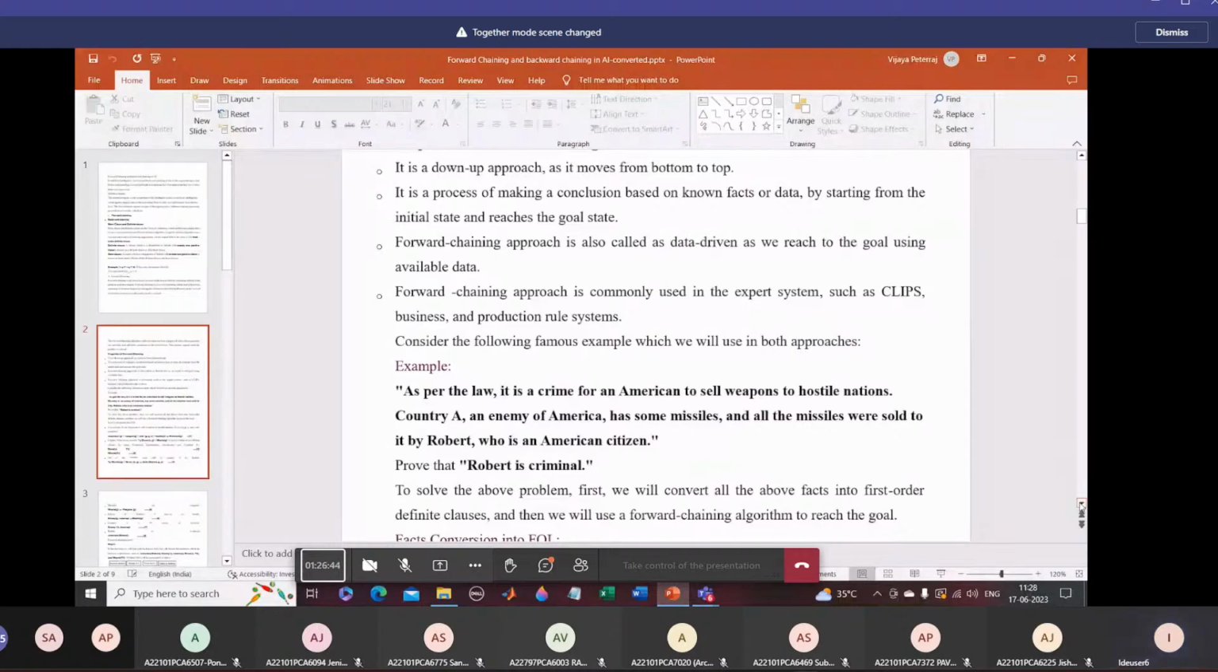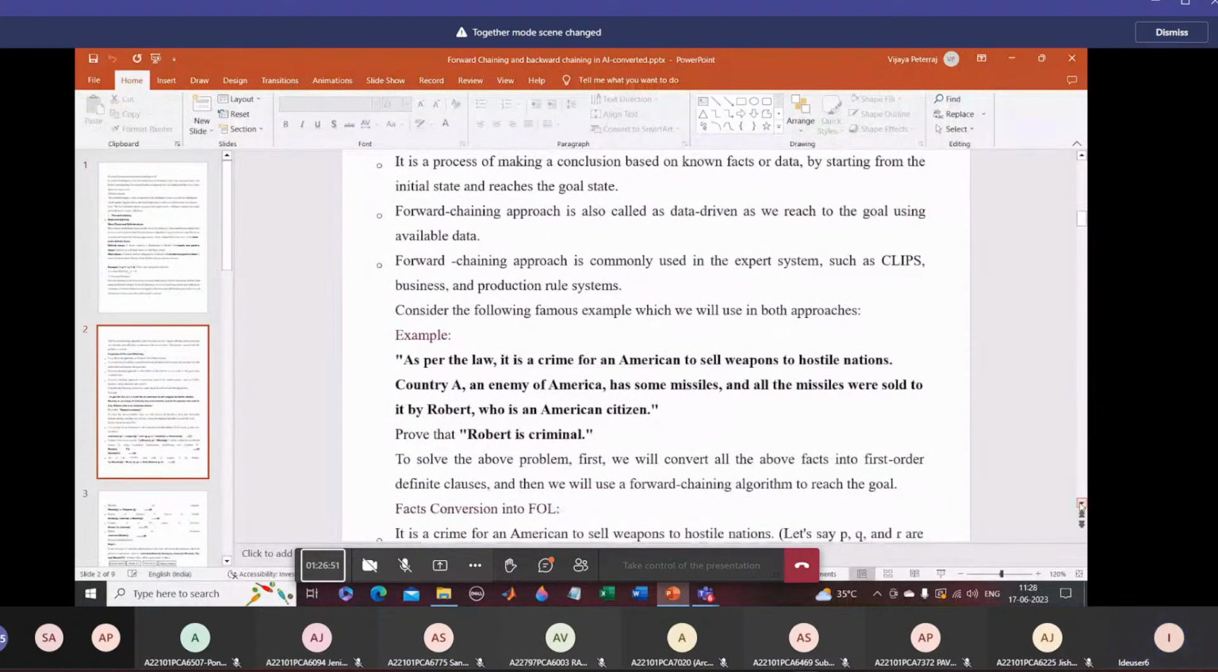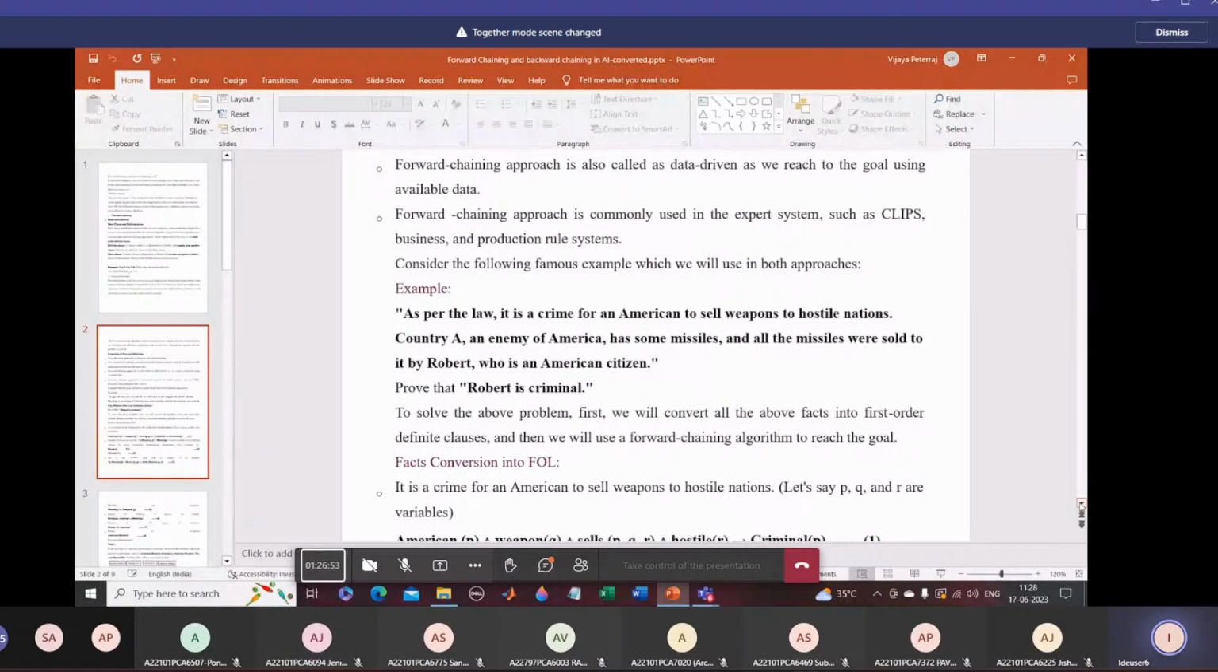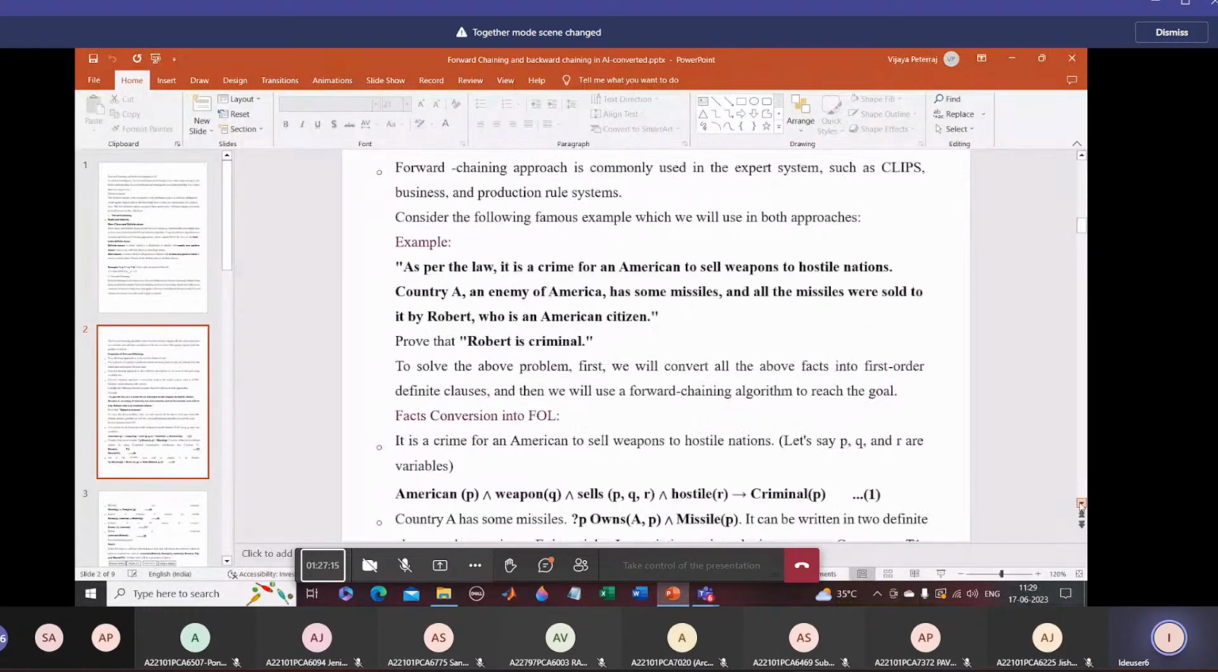Okay. Now we are proceeding with forward chaining. So what we are supposed to do is, to solve the problem, we have to convert all the above facts into first order definite clauses. And then only we are supposed to use a forward chaining algorithm to reach the goal. So all the facts have to be converted into first order logic, with whatever possibilities we can use. First order logic.